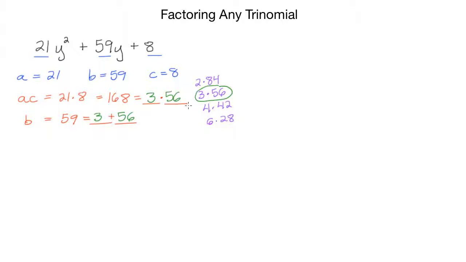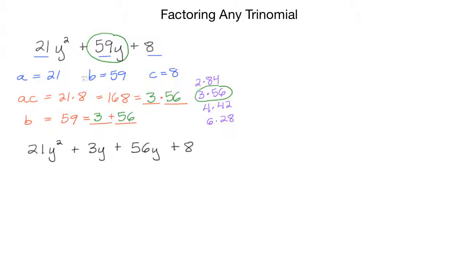Well, how do I use these two numbers? What do they actually do for me now? Well, they allow me to take this whole middle term and split it up into two terms. So let's rewrite my trinomial now as 21y squared plus 3y plus 56y plus 8. Did you catch what we did? Instead of 59y, we now have 3y plus 56y. We split them up based off these two numbers that I found.